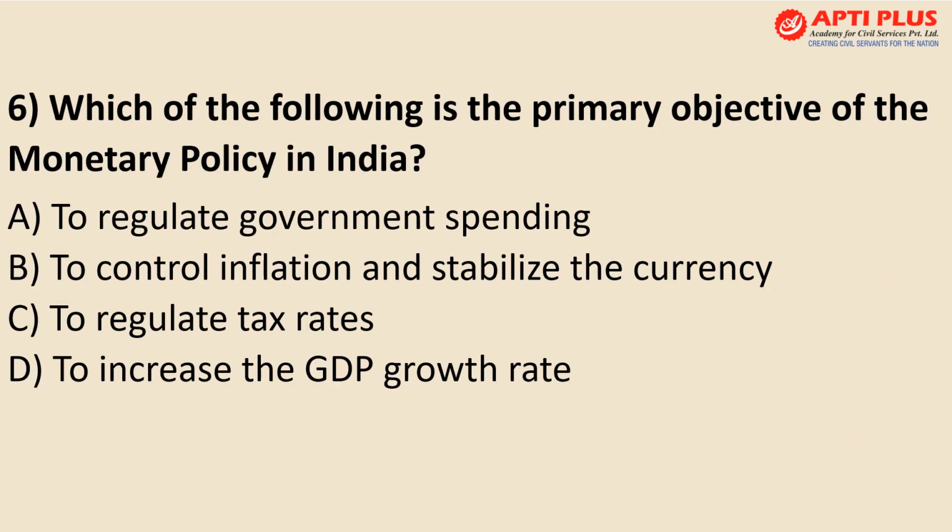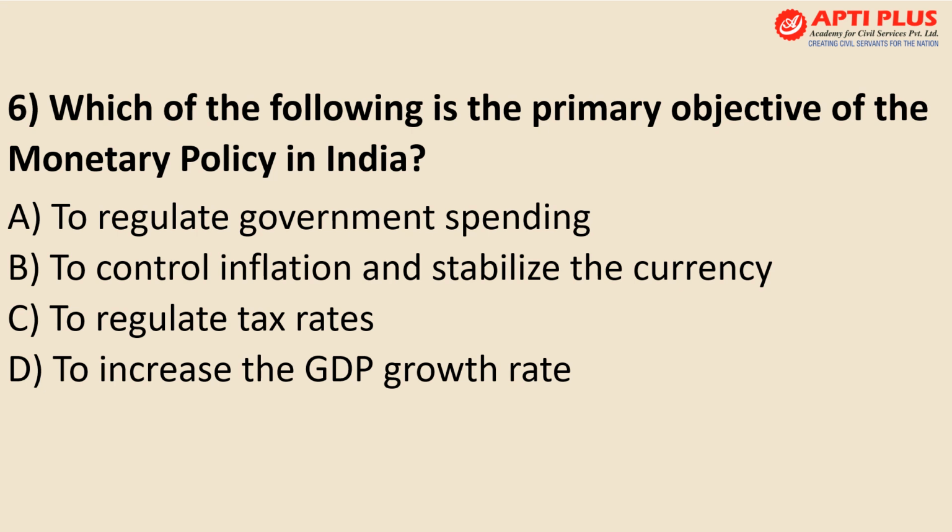Now moving ahead, which of the following is a primary objective of monetary policy in India? A, to regulate the government spending. B, to control the inflation and stabilize the currency. C, to regulate the tax rates. And D, to increase the GDP growth. अब इस क्वेश्चन को कैसे अटेम्प्ट करेंगे?